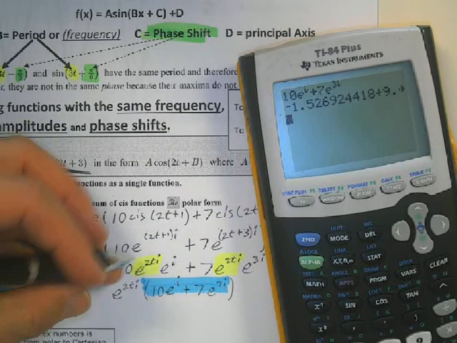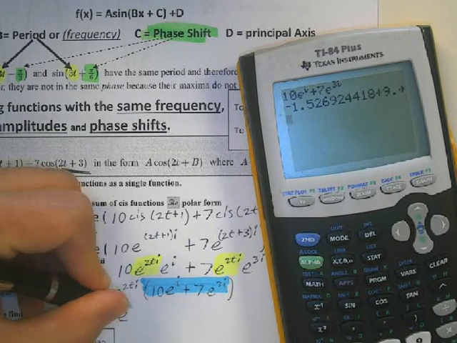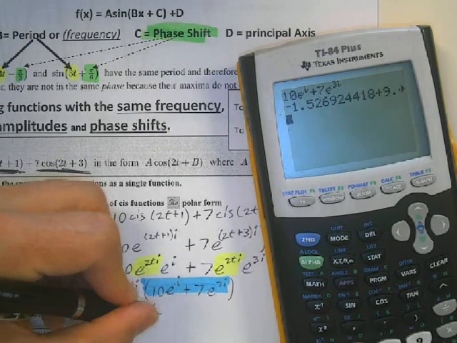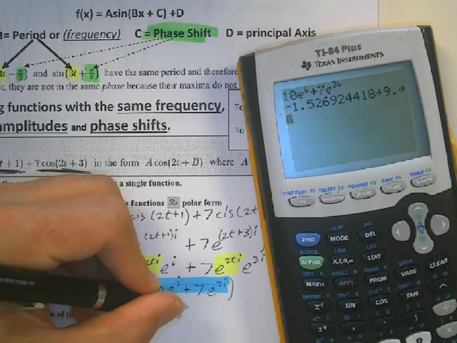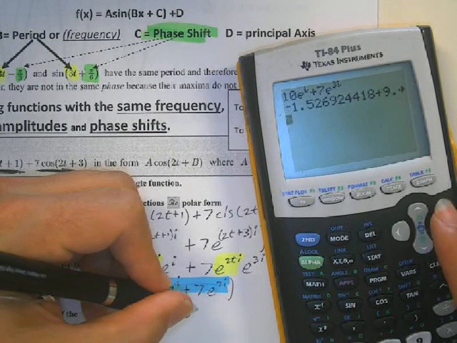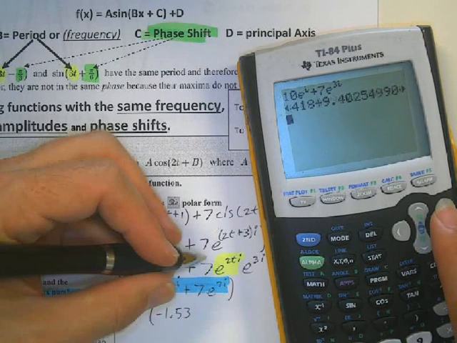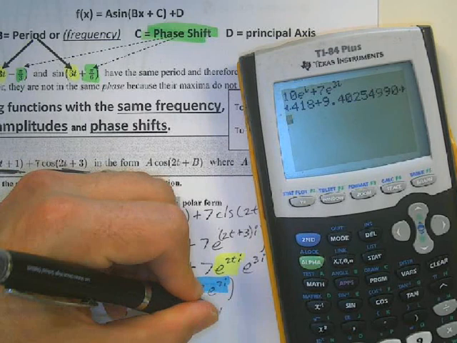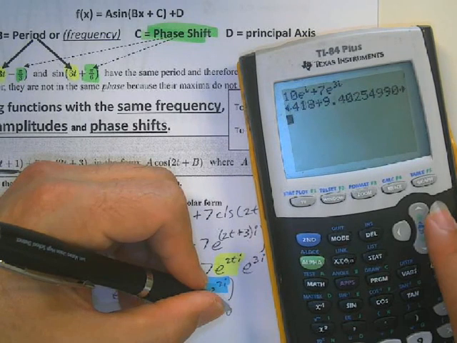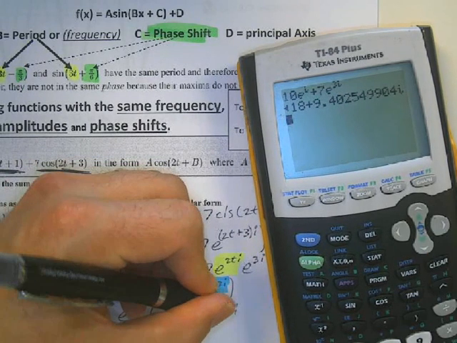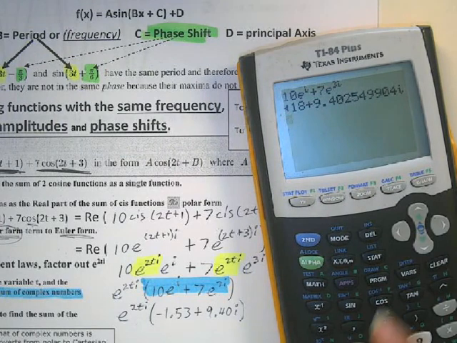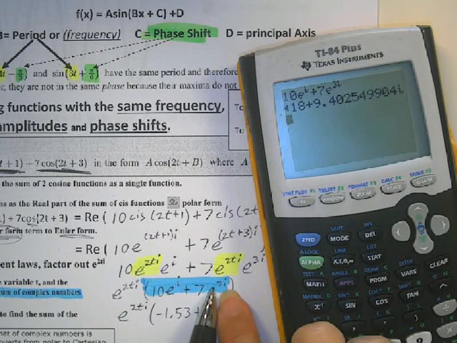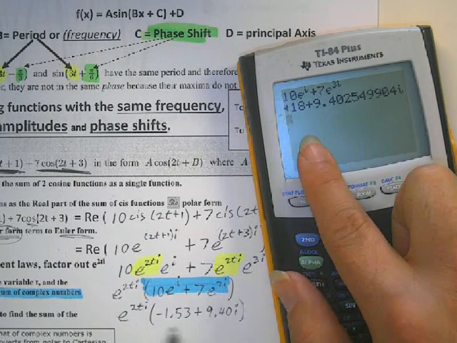So now I'm going to have e to the 2ti times negative 1.53 plus 9.40i. Okay, so I added 10 e to the i plus 7 e to the 3i, and I get this complex number.